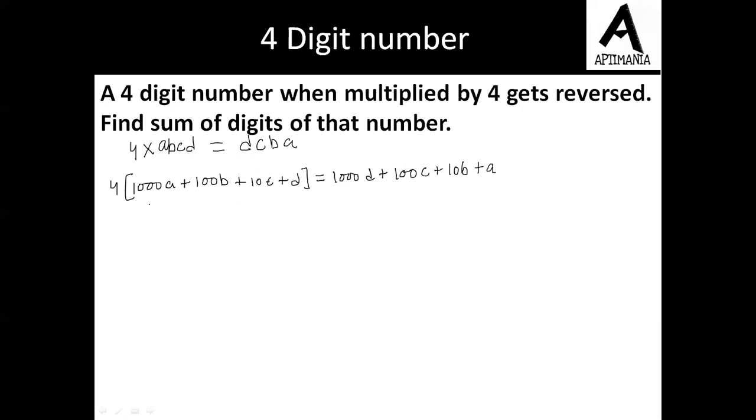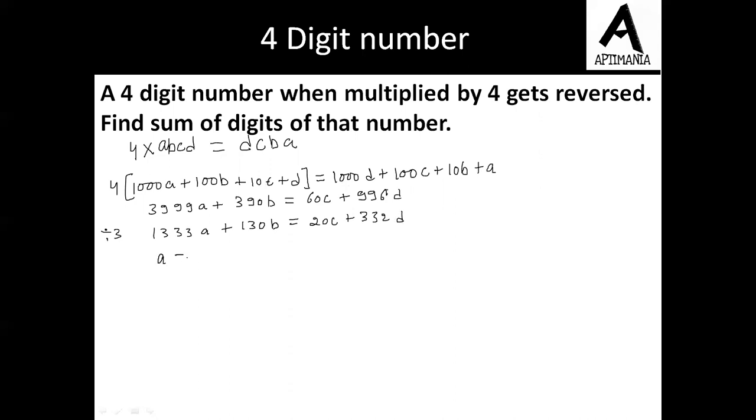On solving this equation, we'll get 3999 times A plus 390 times B, and this must be equal to 60C plus 996 times D. I've simply simplified this equation. Now further, to simplify more, we'll divide the equation by 3. We'll get 1333 times A plus 130 times B, and this must be equal to 20C plus 332 times D. Now let us focus on this.